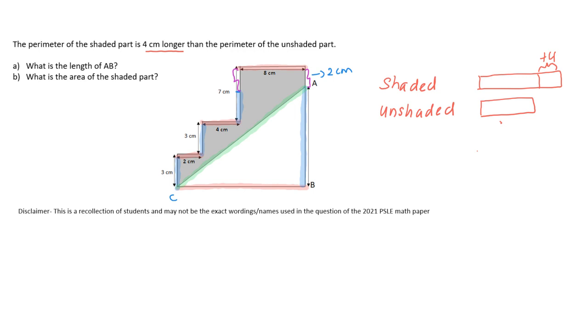So to find the length of AB, we can simply add up the three vertical lines, which is 7 centimeters plus 3 centimeters and 3 centimeters, which is 13 centimeters, minus 2 centimeters. So the answer is 11 centimeters. The length of AB is 11 centimeters.